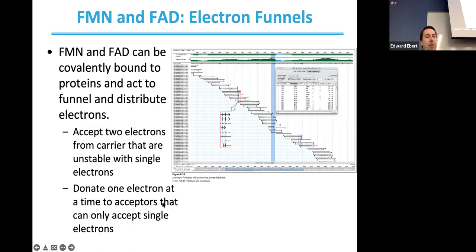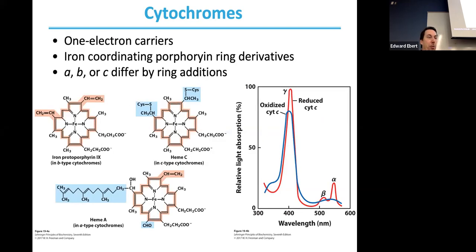Okay. Typically, we can try and donate 2 electrons at a time because that's nice and stable, but sometimes we have to donate 1 electron at a time to acceptors that can only handle 1. Okay. So we have a great big elevator or a very small elevator, depending on how we load them.